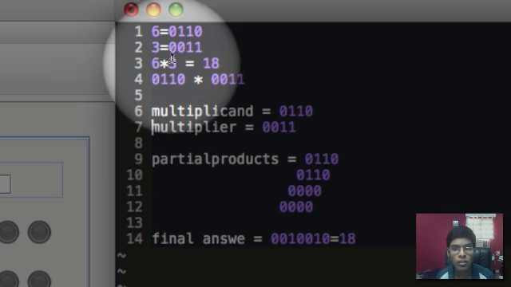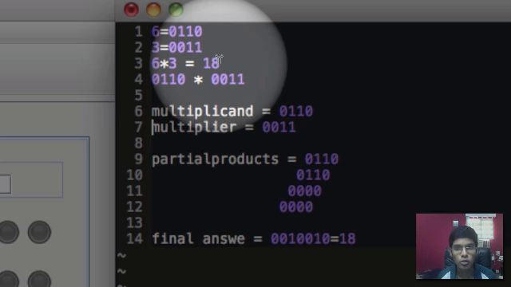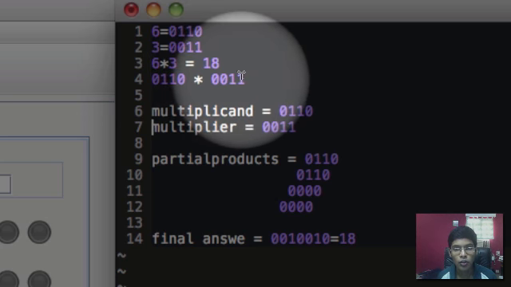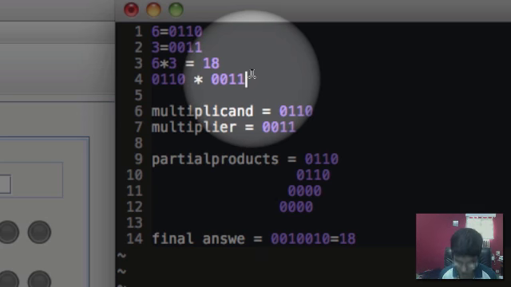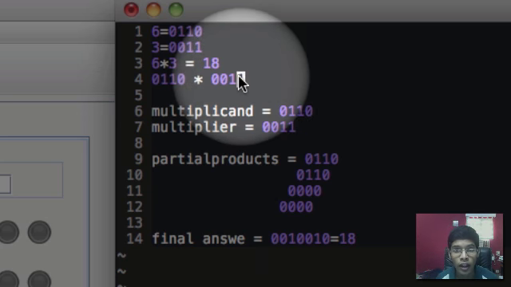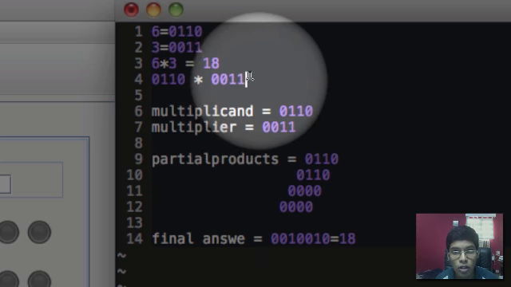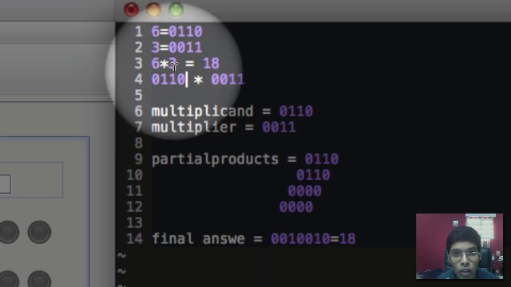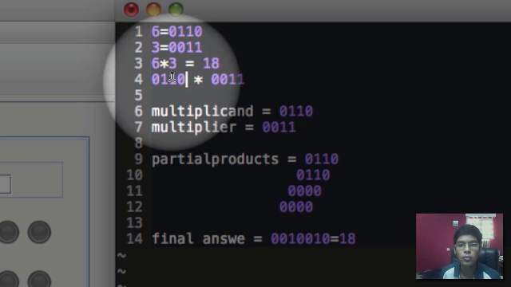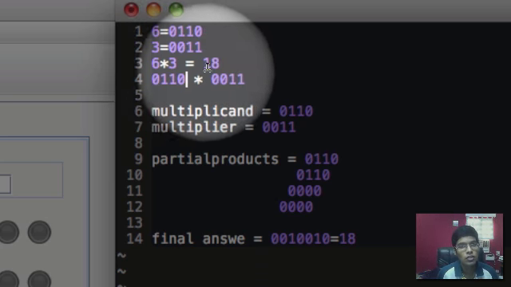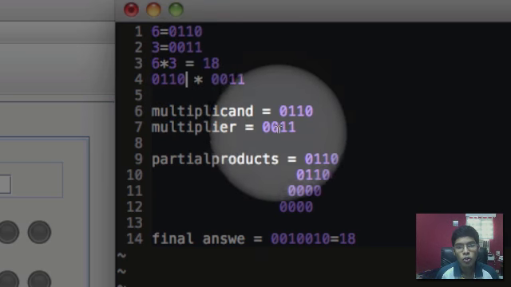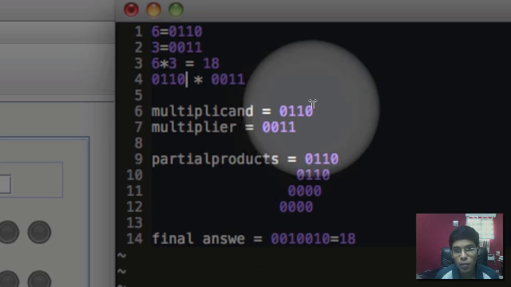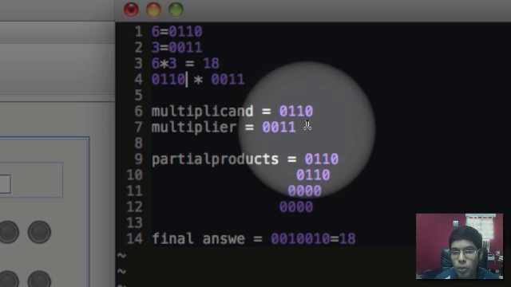What we are going to do is 6 into 3, which in decimal system would be 18. But as we know, in a processor we use the binary hexadecimal system, and the processor understands only the binary values. So the equivalent of 6 is 0110 and the equivalent of 3 is 0011. So we multiply those two using the binary multiplication method. I'm sure you would be knowing that.